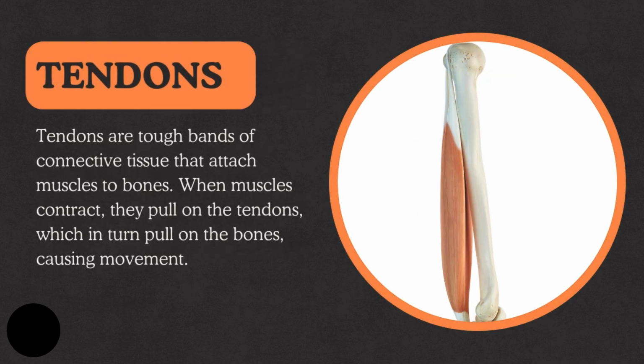Then we've got tendons. Tendons are the tough bands of connective tissues that attach muscles to the bone. So when the muscles contract, they pull on the tendons, which in turn pulls the bones, causing the movement.